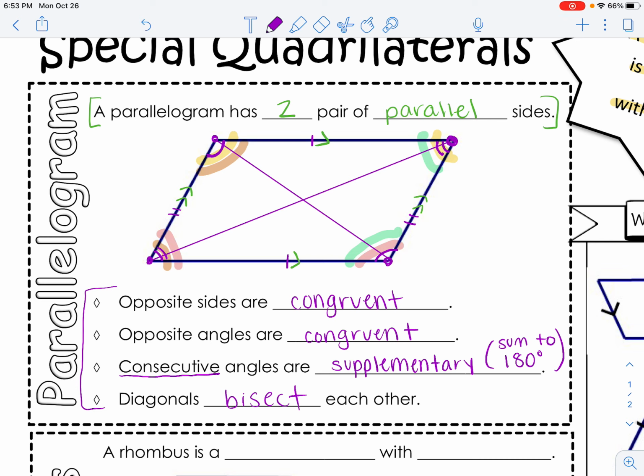Now, what does it mean if the diagonals bisect each other? So this point here where they intersect in the middle bisects the diagonals so that each one is now broken into 2 congruent pieces. So this point bisects this first diagonal we drew into 2 congruent pieces, and it bisects the other one into two congruent pieces. Now, all four pieces are not congruent to each other. It's just on the same line, those two pieces are congruent. And so they're the properties of a parallelogram.